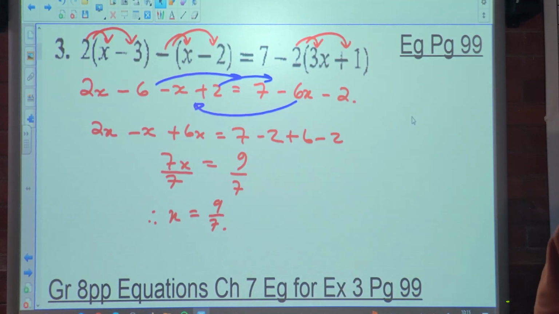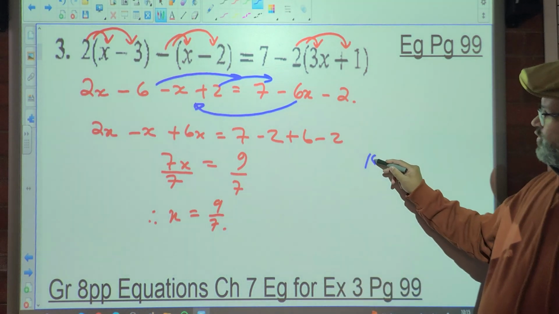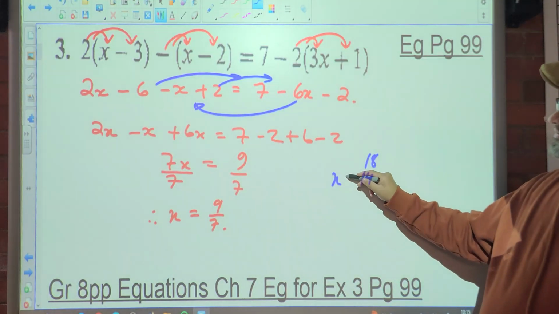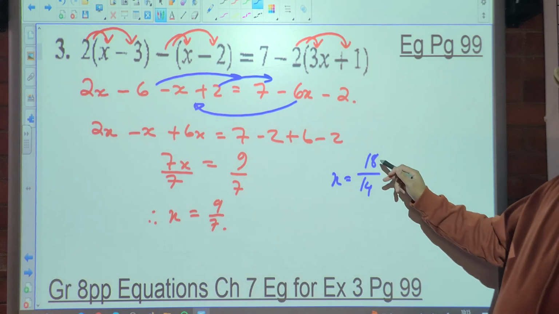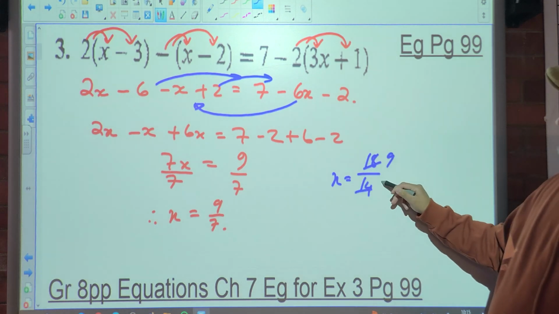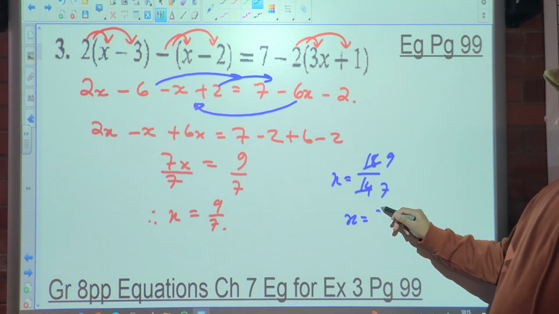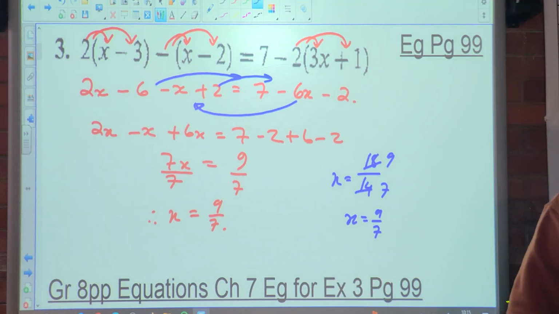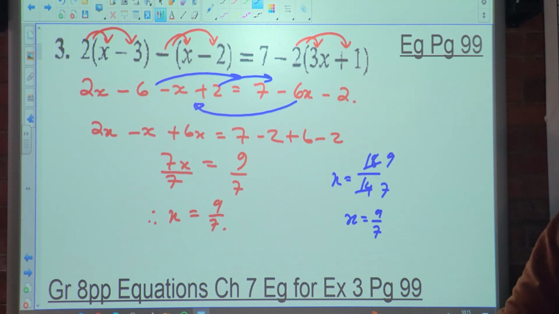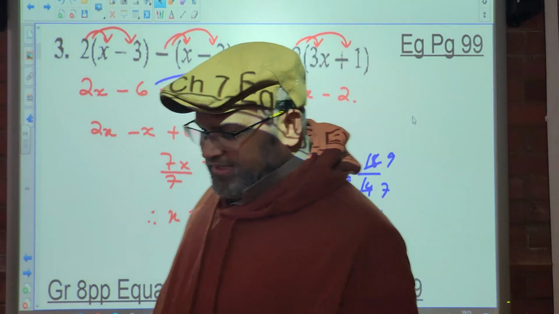Yes, Michael? So do you have to simplify? No. Unless the sum was 18 over 40, then in this case you must write it as 2 goes into your 9, 2 into your 7, 9 over 7. Okay, but to write it in mixed form, you don't have to. Okay. Any other questions?